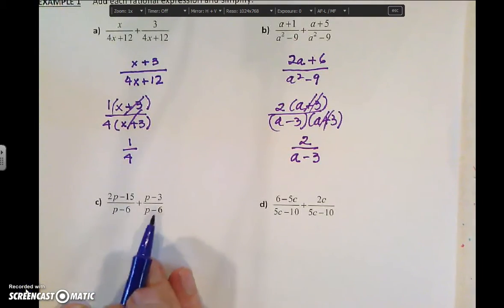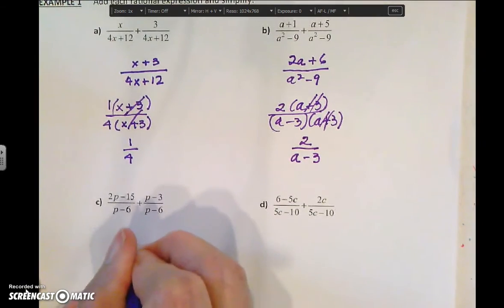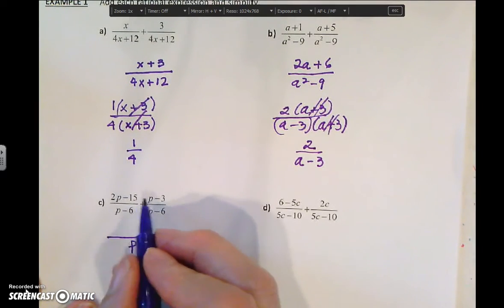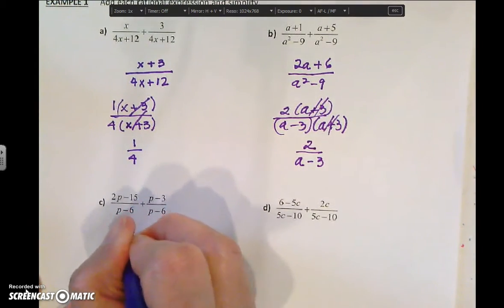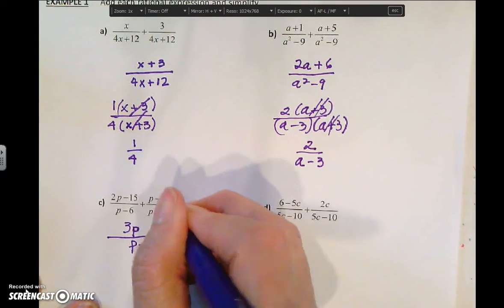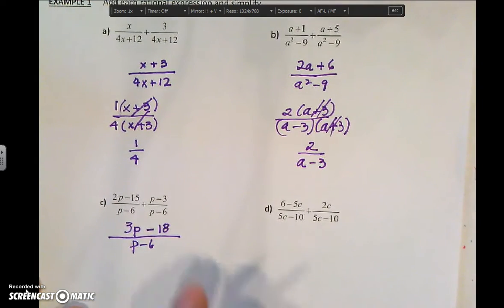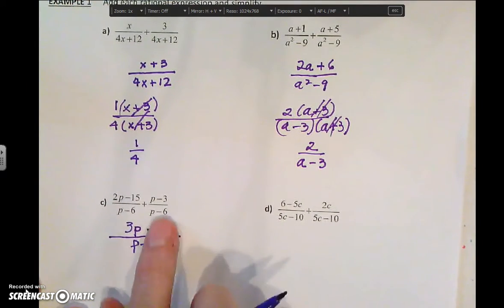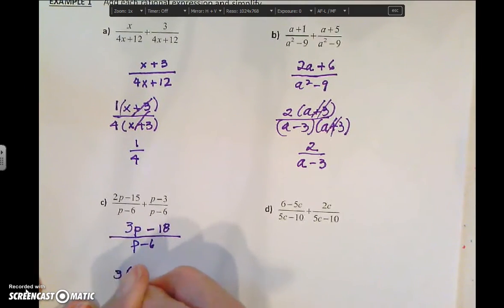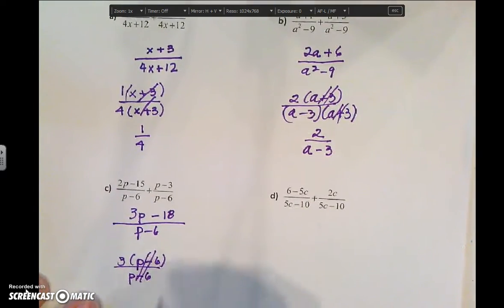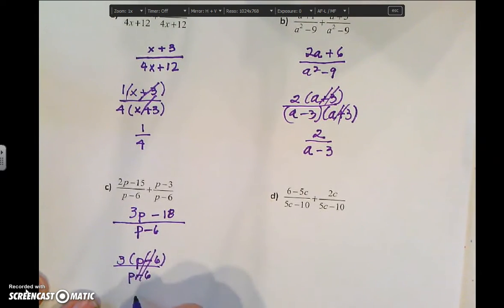Example C, again, we have like denominators, so we can add them, keeping my denominator the same. I'm going to add 2p plus p, that gives me 3p, and a negative 15 and a negative 3 gives me a negative 18. Once I've finished adding, I'm going to factor my numerator. So that's 3 times p minus 6 over p minus 6. I have the like factor, and this time I'm left with 3 over 1, which is 3 for my answer.